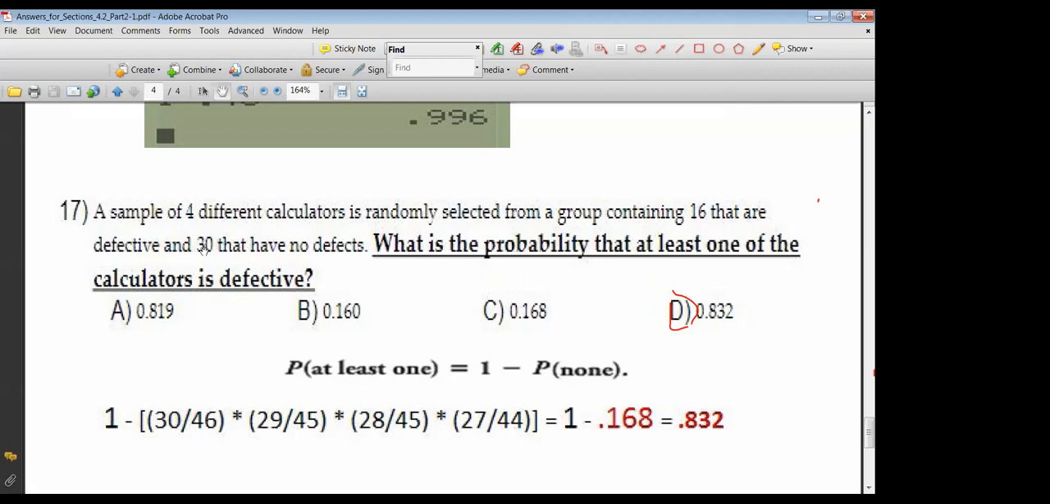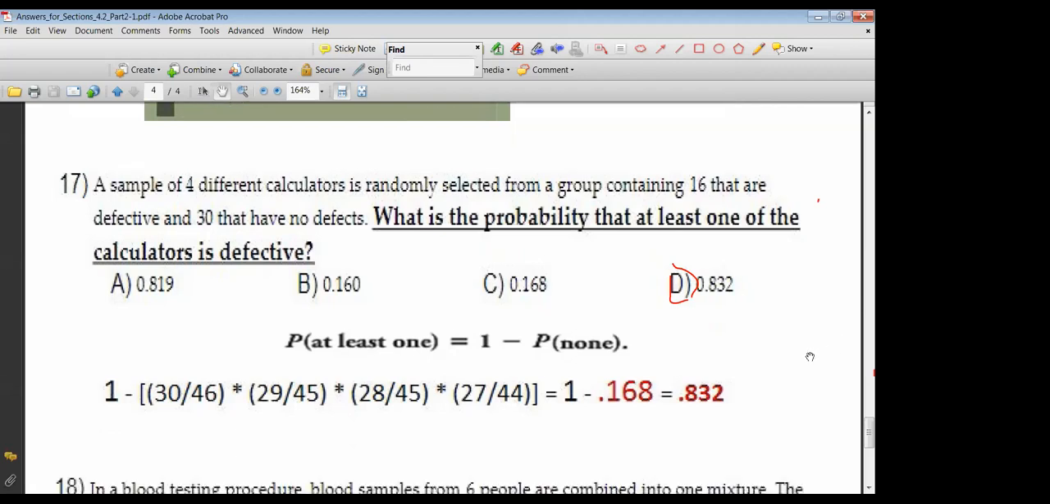Well, I have 30 that have no defects out of 46. I pulled that one to the side. I've got 29 with no defects out of a total of 45. And then 28 out of, this is actually wrong. I thought I had to fix this. Please, when you're looking at this, I'm telling you right now, this is a mistake. 30 out of 46 is correct. 29 out of 45 is correct. My apologies. This should have been 44. And this guy here should have been 27 out of 43.